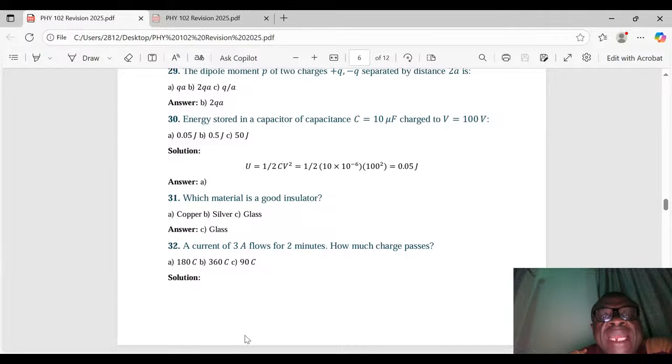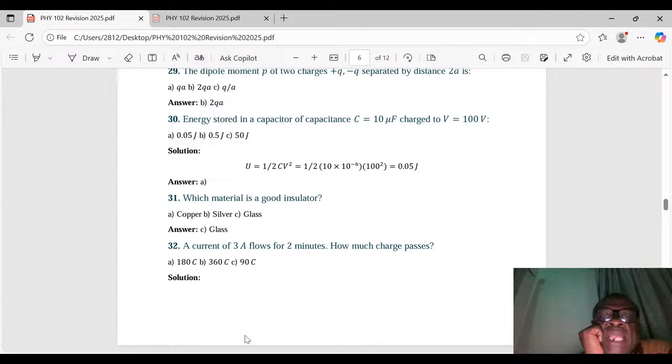30. The energy stored in a capacitor of capacitance 10 microfarads charged to V equal to 100 volts. The energy stored is half CV squared, where C is the capacitance and V is the potential difference. So by the time you substitute that, we have 0.05 joules.